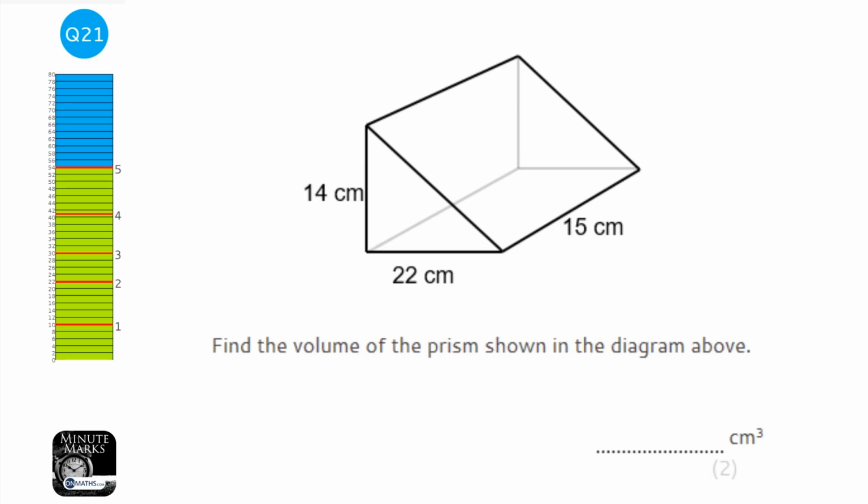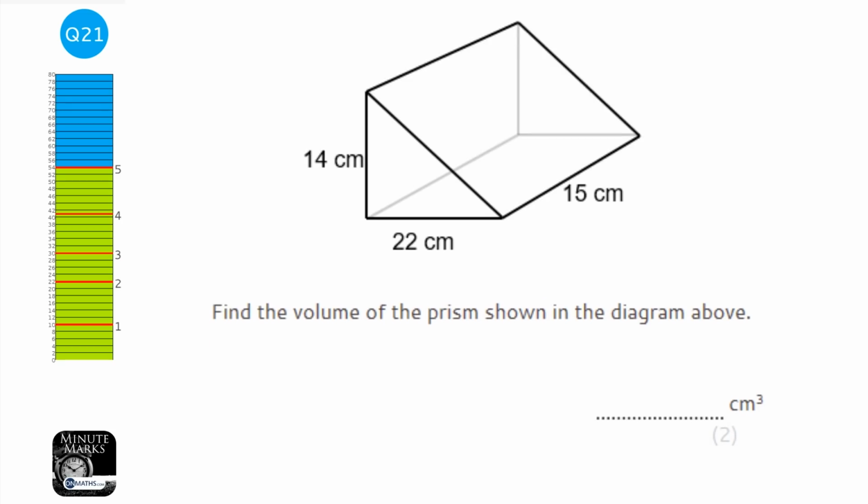So to work out the volume of a prism, we work out the area of the cross section and we times it by how 3D the shape is, which we call the length. So we're going to work out first of all the cross section area. Now the cross section is a triangle.